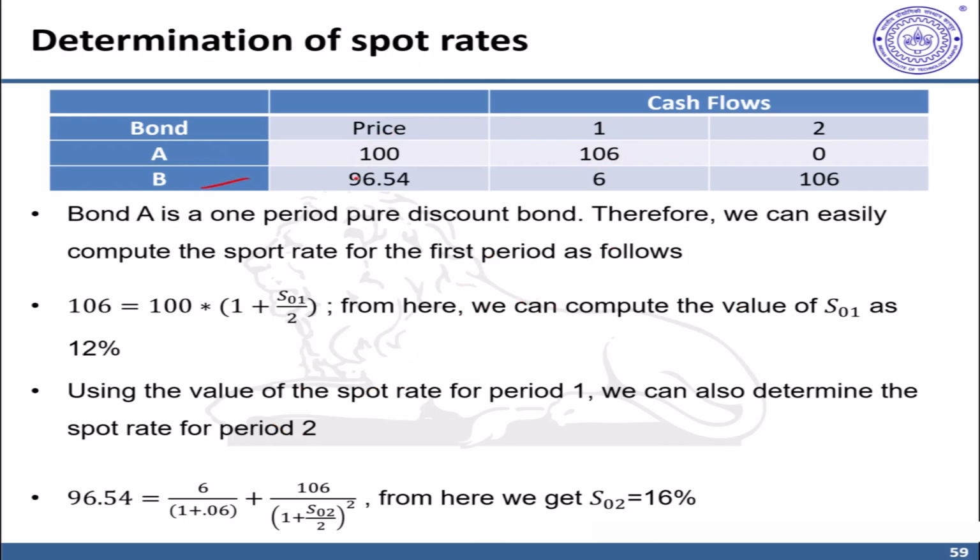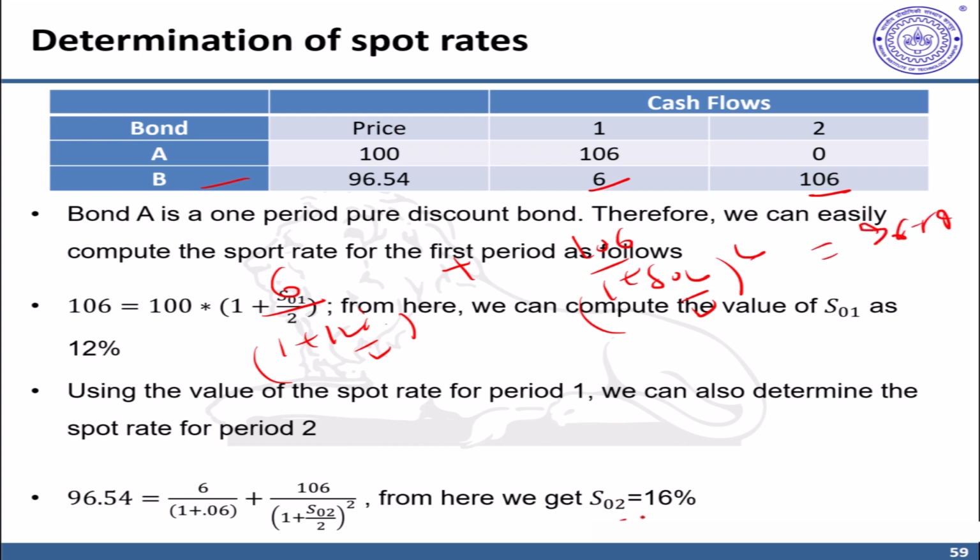So we have a bond B, which has two cash flows: a 6 coupon in the first period, and in the second year a 6 coupon plus principal. So we'll discount these cash flows. For the first year, the spot rate is already known to us, which is 6%, so 1 plus 12% by 2. So the first year cash flow is known. The second is 106 upon 1 plus S02 divided by 2, raised to the power 2. And the price is known to us: 96.54.